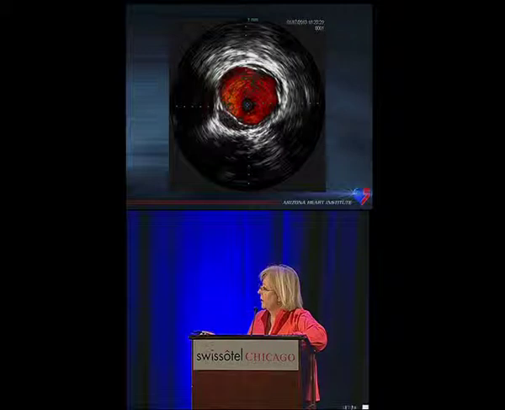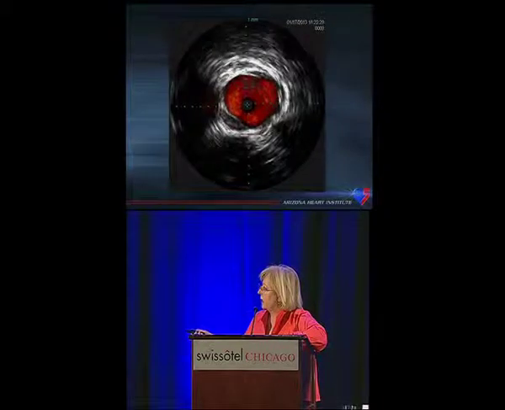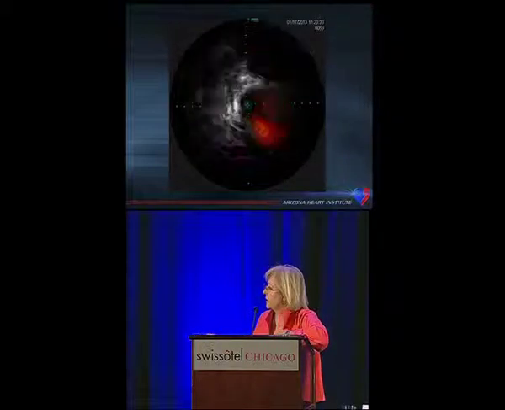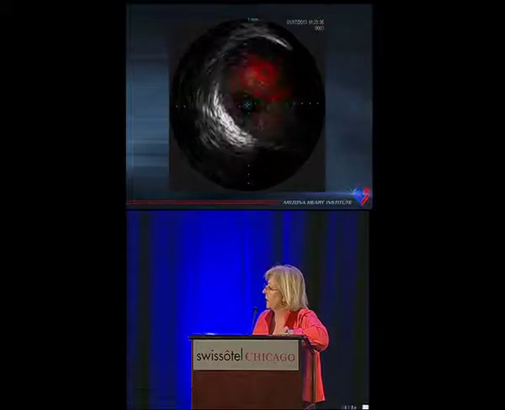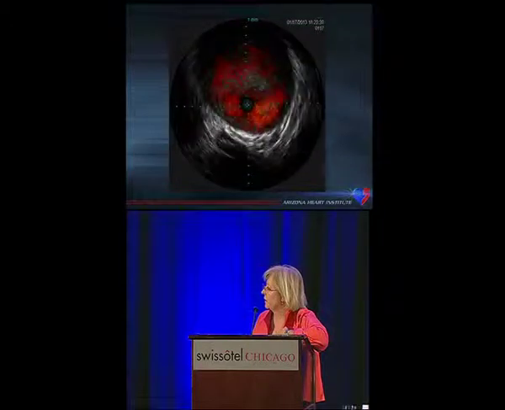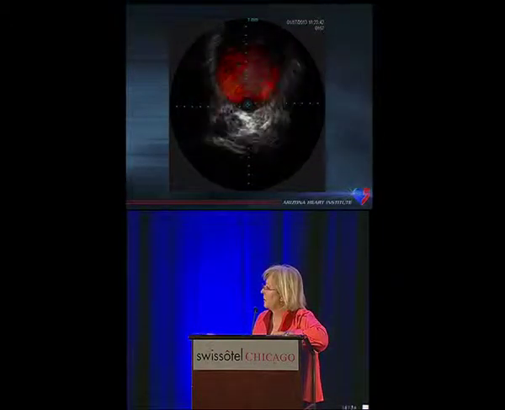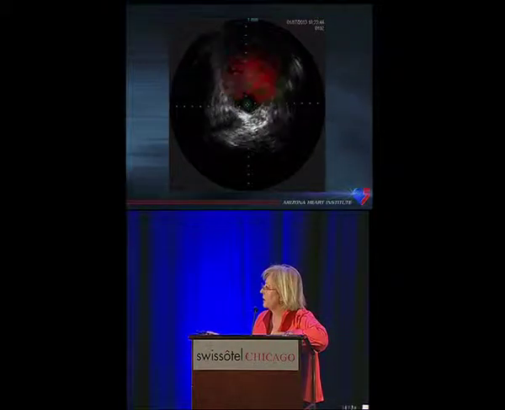Well, here is the IVUS. This is a little bit of a valve you can see there, and an IVUS pulling back once the stent was in place, which shows a good resolution of the initial problem. I think we're going upwards.